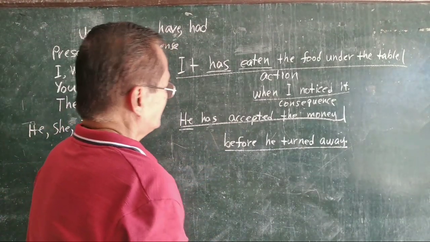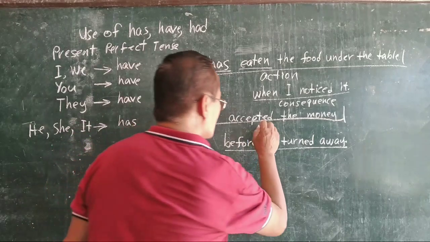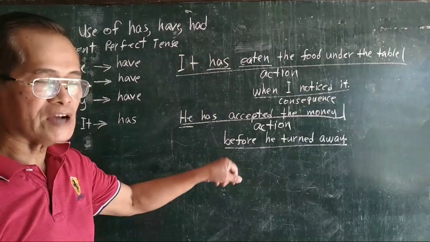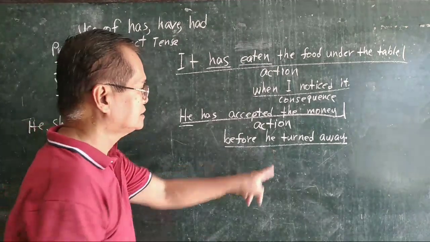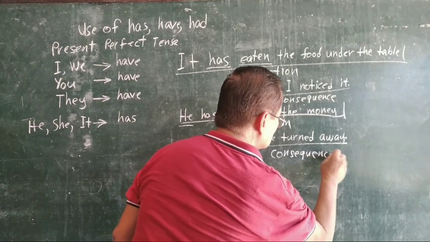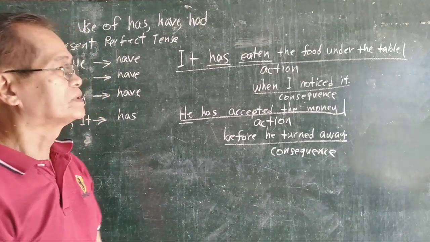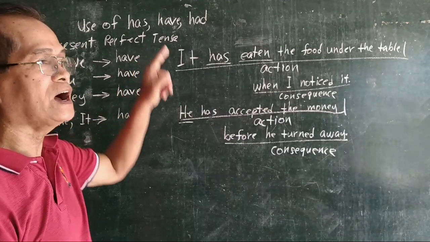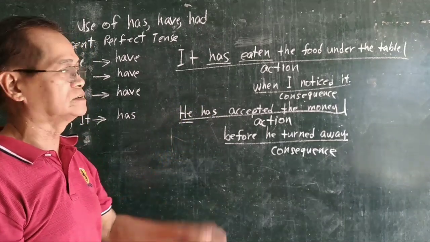Now, the first part, independent clause, tells about the action. Ito na yung action. And again, the action happened in the past. Ang action ay nangyari sa nakaraan. And here, this is the consequence of that action. Ito yung resulta ng action. So, in the present perfect tense, it is always divided into two parts. We have the action in the past followed with the consequence of that action.